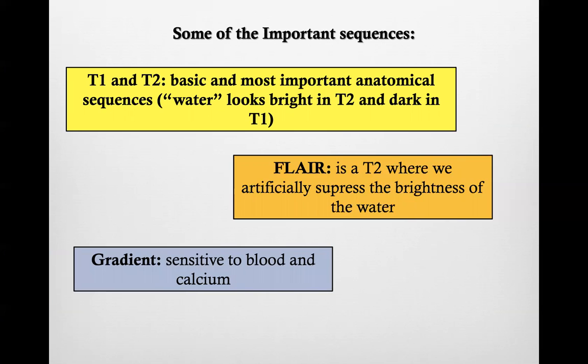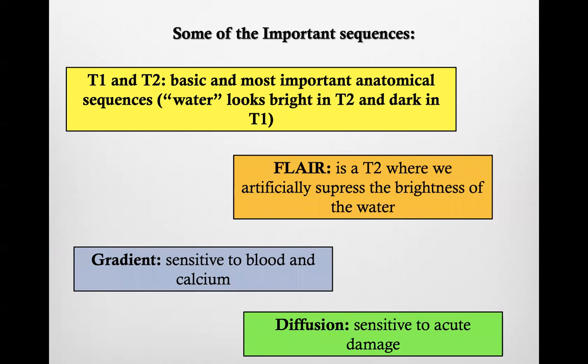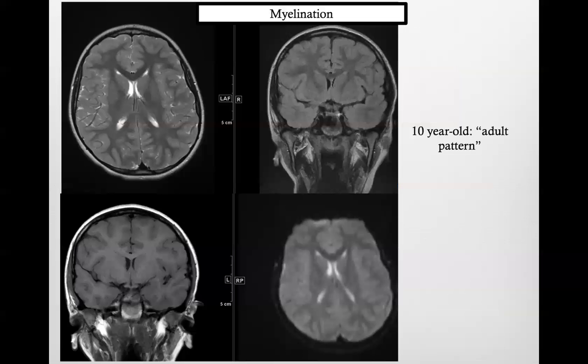And then we have gradient sequences that are also T2 weighted, we call. So it's part of the family of the T2, but they are very sensitive to blood and calcium. And finally, we have the diffusion, which is sensitive to acute damage and other things. So these are the main sequences that you need to be familiar with.